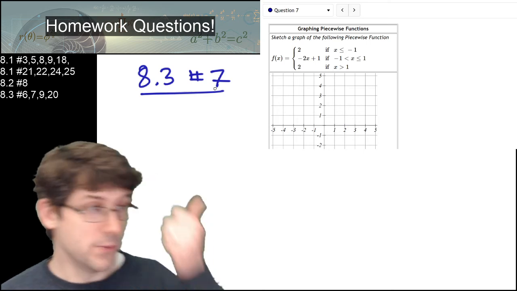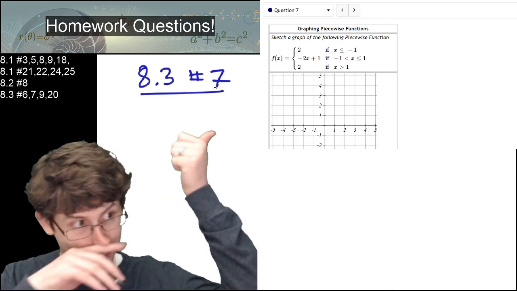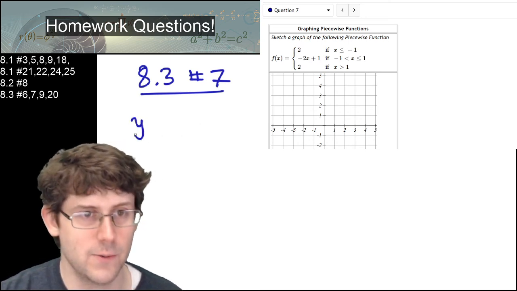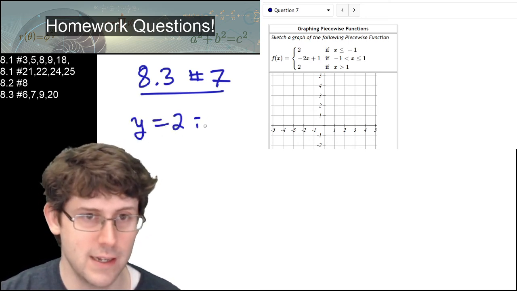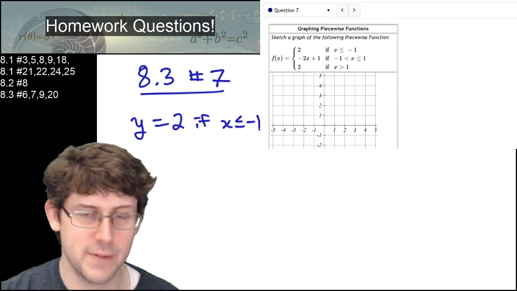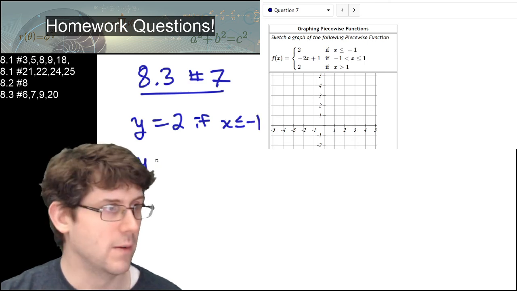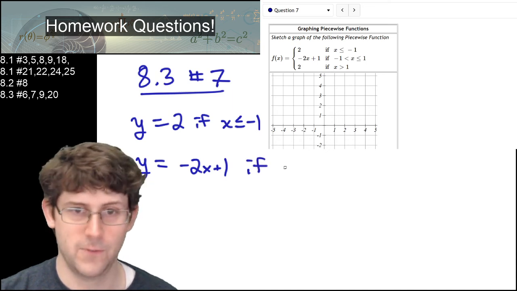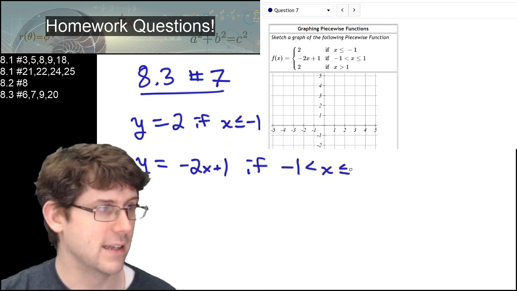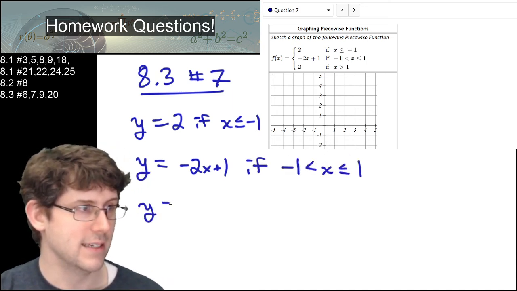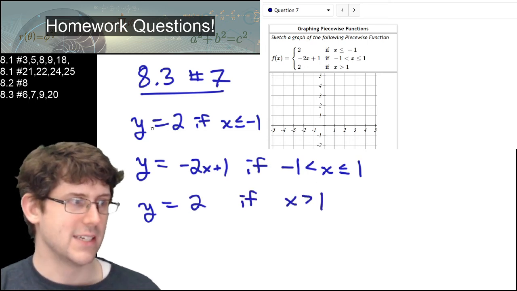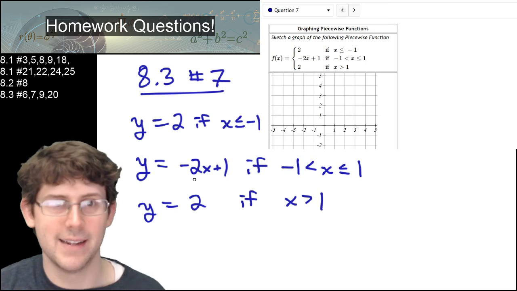So I need to read what's going on here. I read it as, well, y is 2 if x is less than or equal to -1. Y is -2x plus 1 for this other range of x's. And y is 2 if x is above 1. So I have 3 pieces to plot.